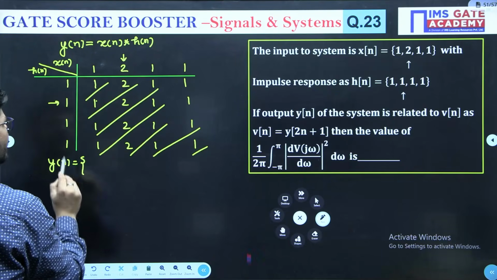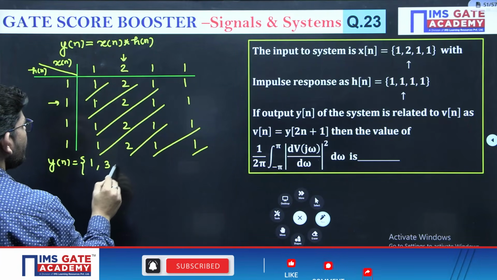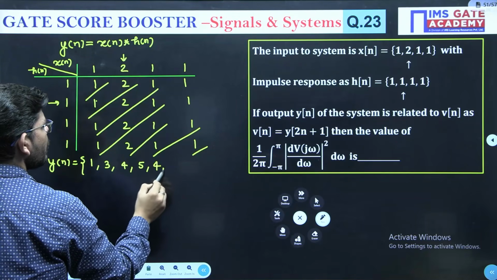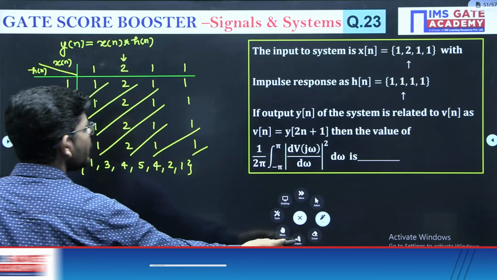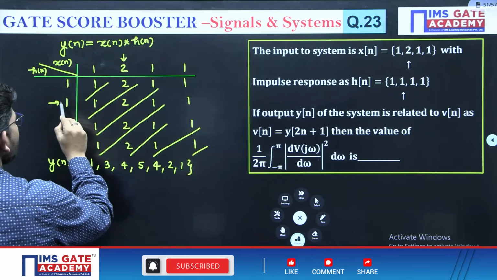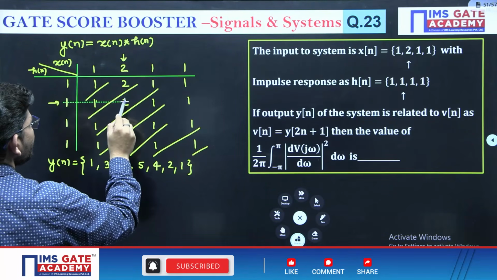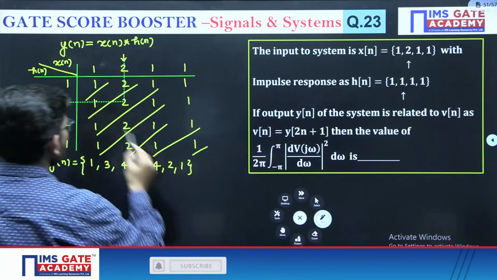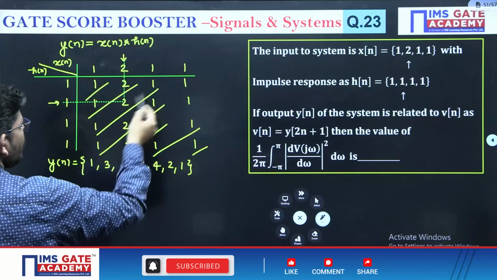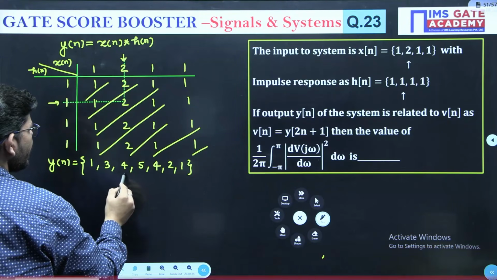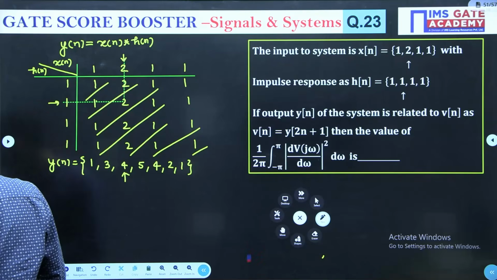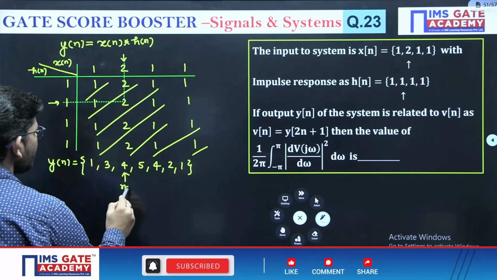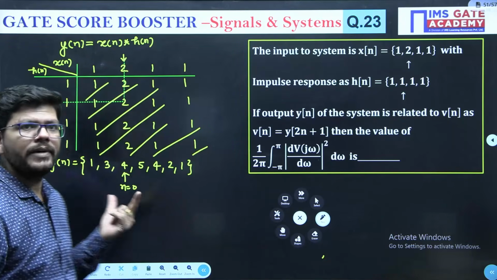So what is going to be y of n? 1, 3, 4, 5, 4, 2 and 1. Okay, and now where will you put the arrow? So just see, these arrow points are coinciding at what point? These arrow points coincide at the third diagonal element, right? So the third diagonal element is this element. So this will be the n equals 0 point. Okay, so this is how you will get y of n. We got our output by doing convolution.